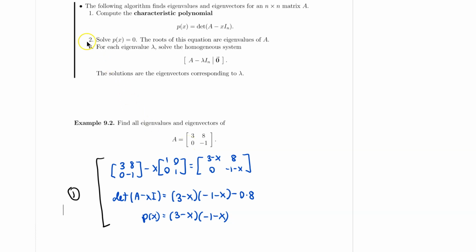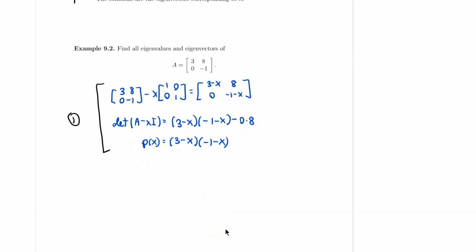And for step 2, I would like to solve for when this guy equals 0. So I let 3 minus x times negative 1 minus x equal 0. So I have two things and they multiply to 0. What could happen is it could be that 3 minus x equals 0, or I can have negative 1 minus x equal to 0, and what that would mean is my x would just be negative 1. This is actually the end of step 2.